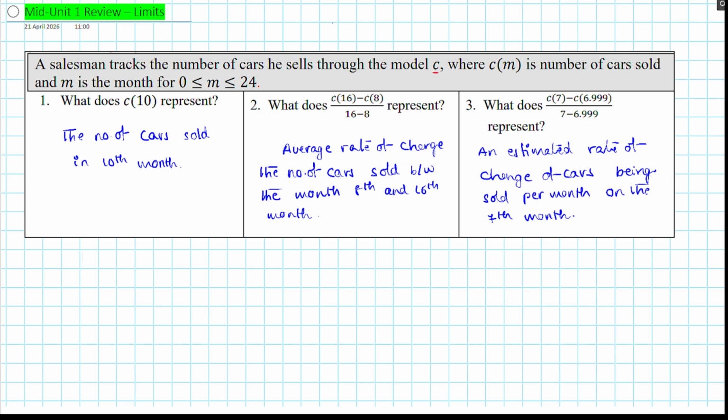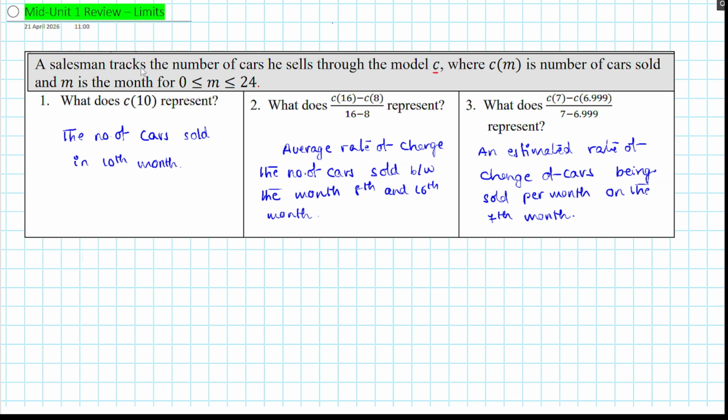In this video, we are going to review the first unit of AP Calculus AB and BC. Okay, let's get started. Okay, let's move to the first problem.